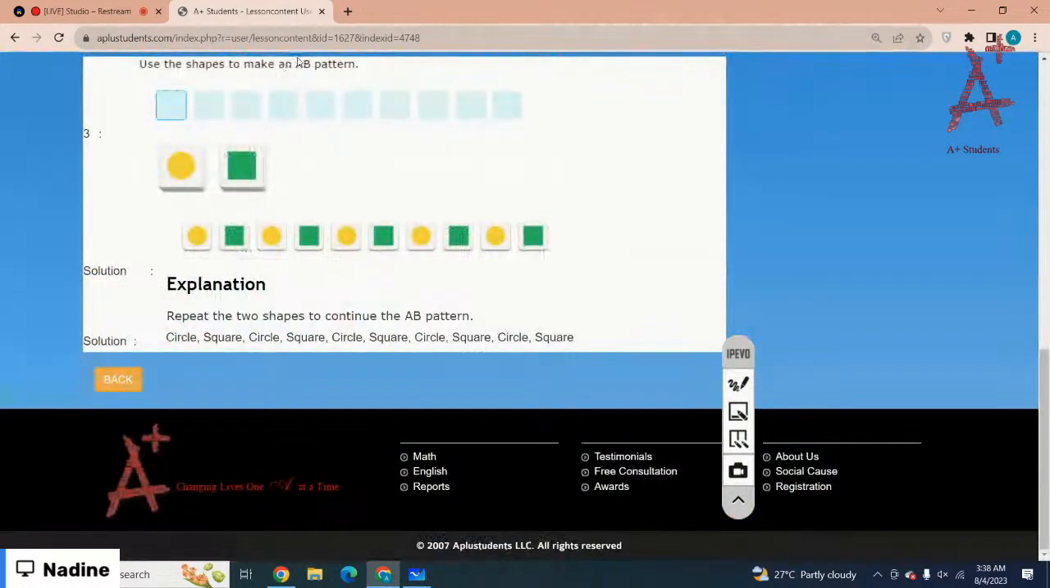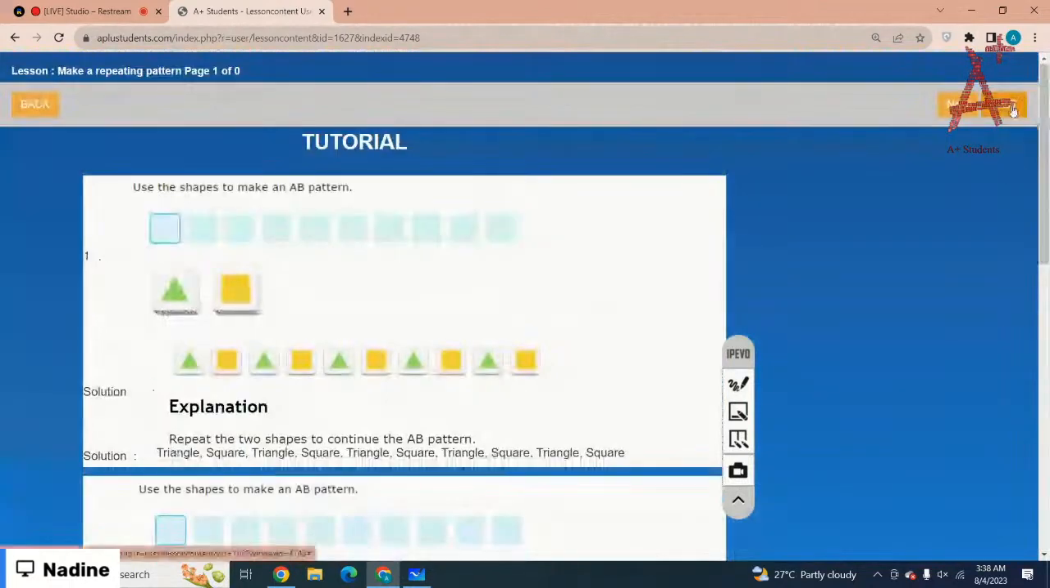Use the shapes to make an AB pattern. So it would be circle and square. Keep repeating circle first, then square, circle first, then square, right? The basic thing here is you have to keep repeating the pattern. Let's just start with the practice questions.